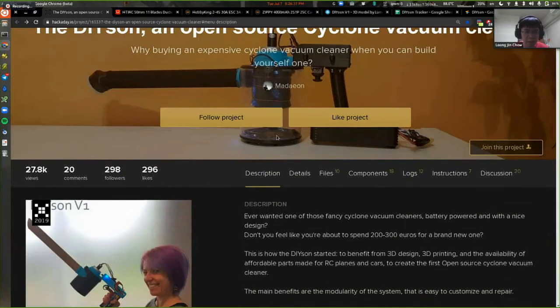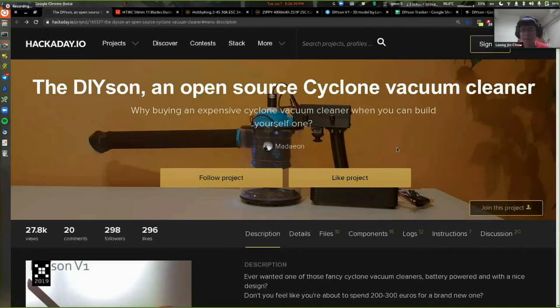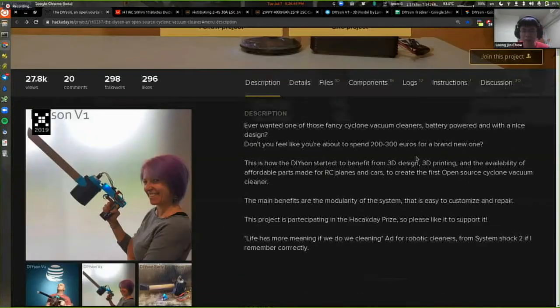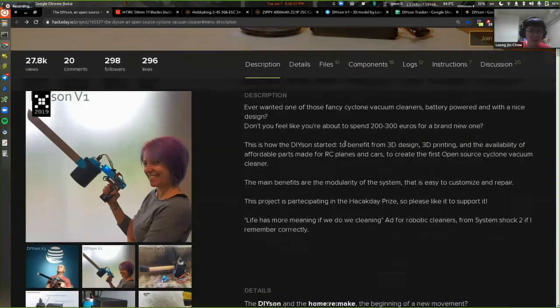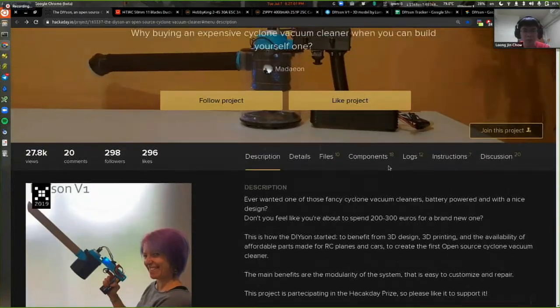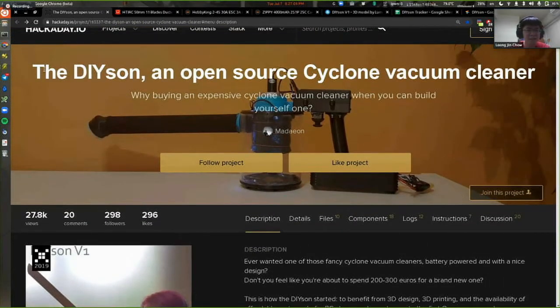Except DIY. So some time ago, my partner and I were talking, and we didn't want to deploy the large vacuum cleaner because it had a cord and it was very annoying to deploy. And so the room kept getting dirtier, and we decided that we wanted a cordless vacuum. But cordless vacuums are expensive, so we looked for something we could 3D print. And there's this Hackaday page about the DIYson, an open source cyclone vacuum cleaner.